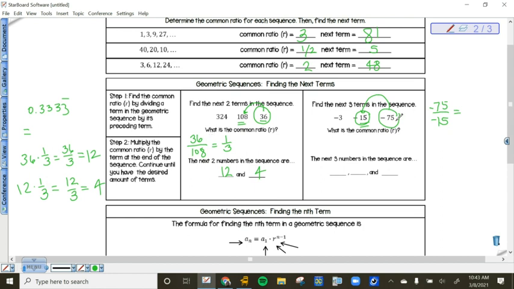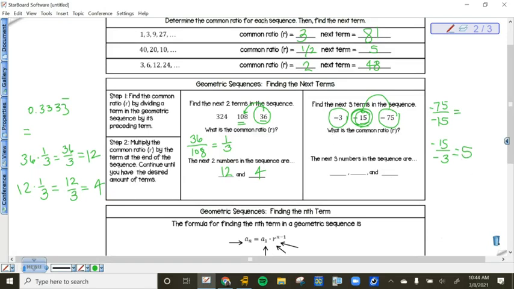And to find the common ratio, I just chose negative 75 and negative 15. I could have also chosen negative 15 and negative 3. Could have done negative 15 divided by negative 3. And that should come out to be the same thing. Okay, so we always take one term and divide by the previous one, the one just before it. Okay, so what did we get as our common ratio?